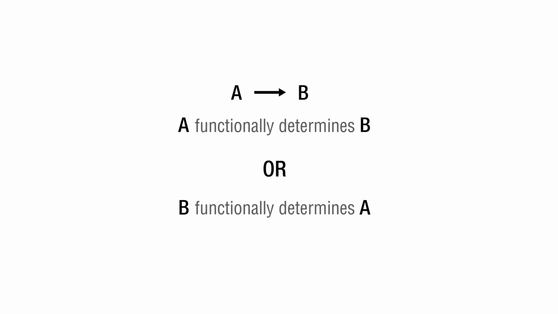Functional dependency exists when one attribute uniquely determines another attribute. One of the attributes is called the determinant and the other attribute is called the determined. For example, if A is the determinant and B is the determined, then we can say that A functionally determines B, otherwise we can say that B is functionally determined by A. The graphical representation of functional dependency is shown on screen.